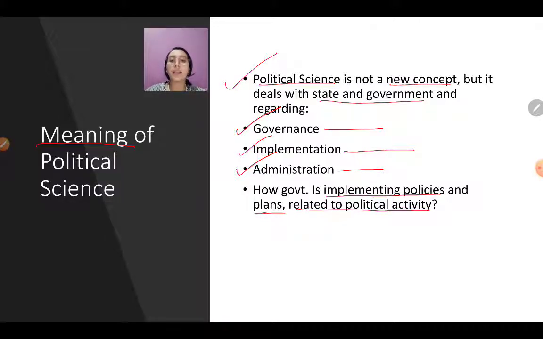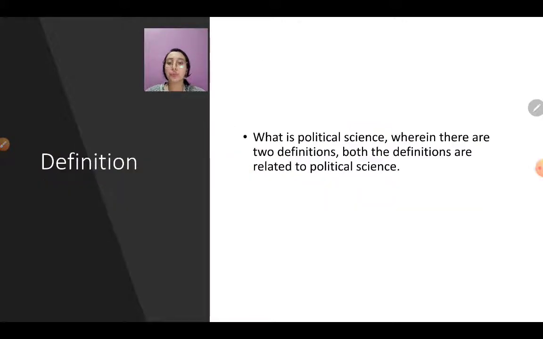So we will understand more deeply the meaning of political science. So, definition. Political science has two definitions, and both definitions are related to political science. These two definitions are the traditional as well as the modern definitions.